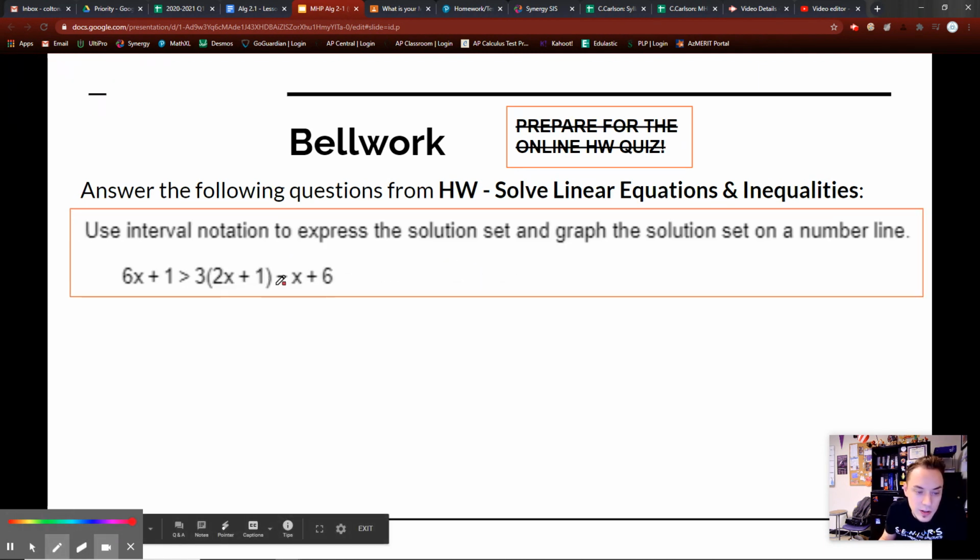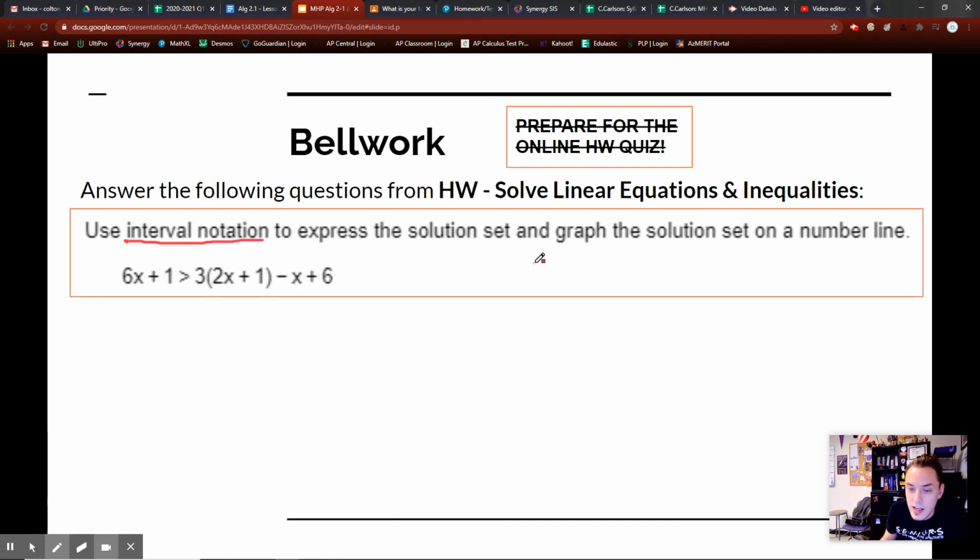All right, this one, I know it's kind of blurry, but it is an inequality, and all we want is interval notation. And then we want to graph the solution set on the number line. So this will be our first step. This will be our second step. Okay, but before we do any of that, we need to actually solve this beast.